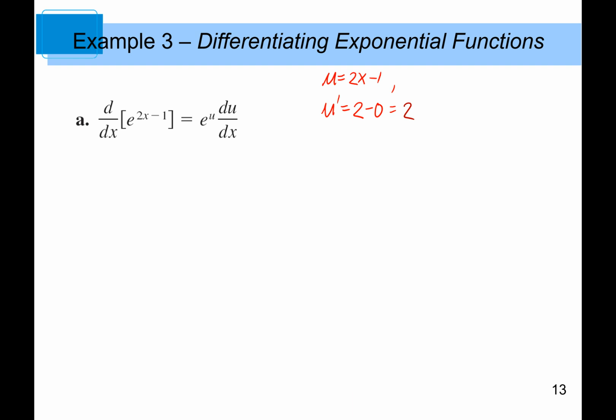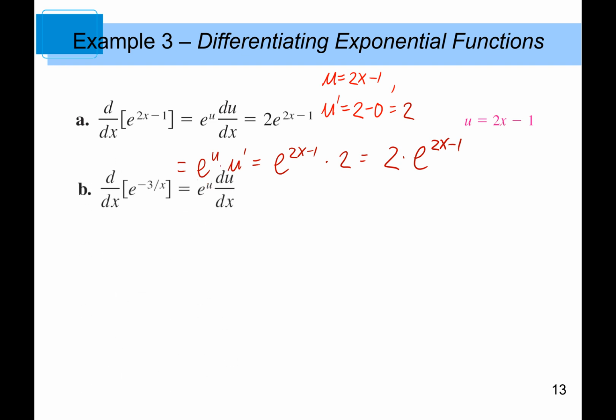Now apply the property from the previous PPT. The derivative of this is e to the u times u prime. So e to the u is e to the 2x minus 1, times u prime, which is 2. So the answer is 2 times e to the 2x minus 1. It's a very straightforward process of finding the derivative of the natural exponential function.